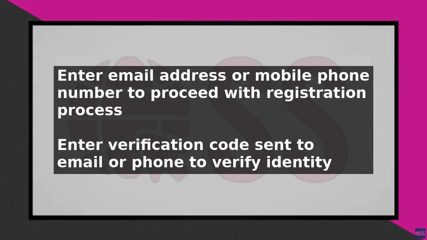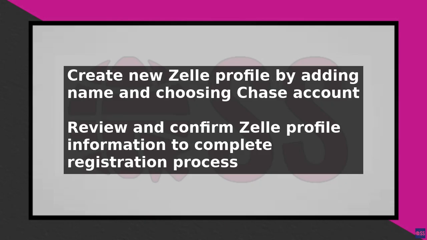After successful registration, you can start using Zelle to send and receive money with friends and family who have a U.S. bank account, using just their email address or mobile phone number. To ensure secure transactions, always verify the recipient's information before sending money and keep your Chase account and Zelle profile up to date. By following these steps, you can easily register for Zelle on Chase Bank and start enjoying the convenience of fast and secure money transfers.